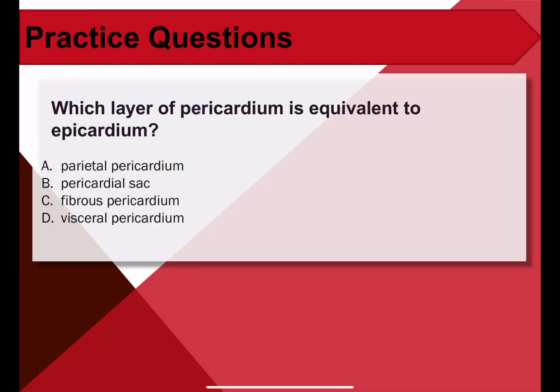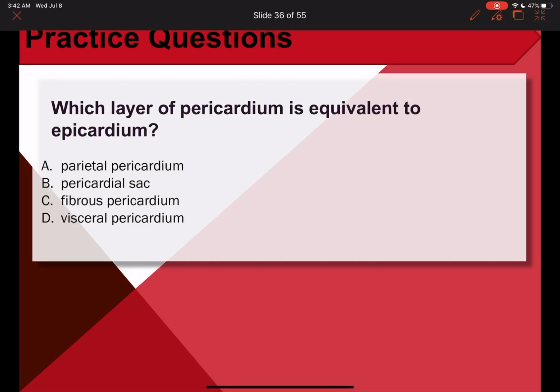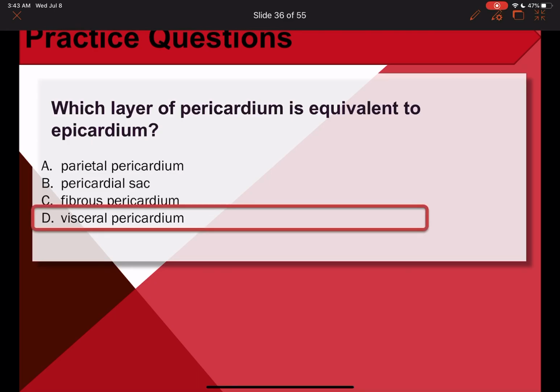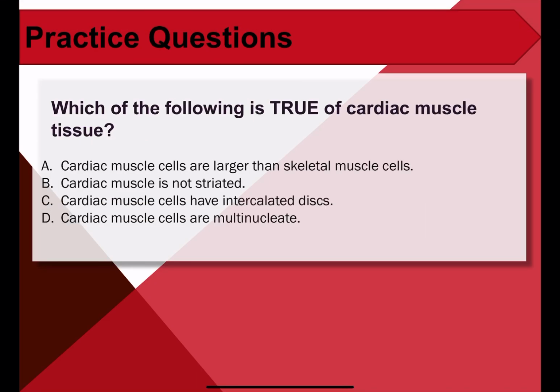All right, let's go over the practice questions, and we'll be done with this long chapter, okay, long and tough. Okay, which layer of the pericardium is equivalent to the epicardium, the visceral pericardium, like I was saying? Which of the following is true of the cardiac muscle tissue?